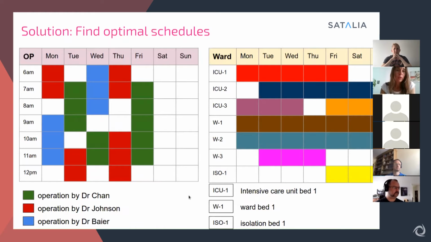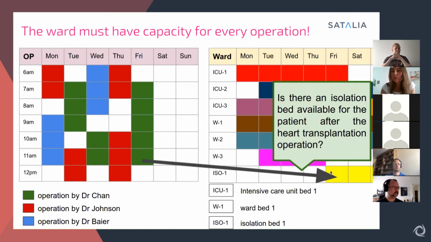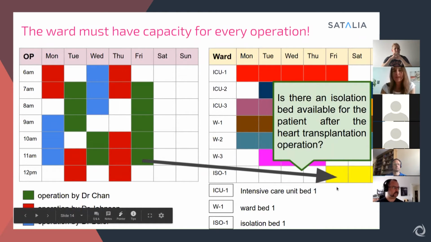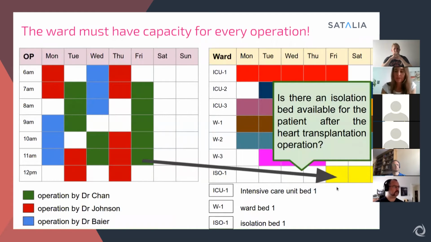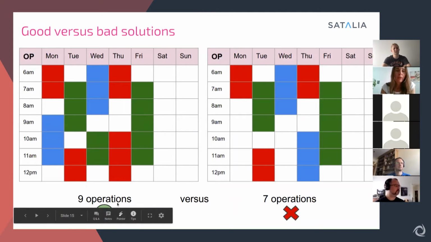Now, as we said before, it's really important that when we schedule an operation here, we have to make sure that there is some space in the respective bed. So if this is a very long heart transplantation operation, we have to make sure that the isolation bed is available for exactly that patient. And what we also said is that we want to have a good solution, we want to have a good schedule. So this means we prefer 9 operations over a schedule with only 7 operations.